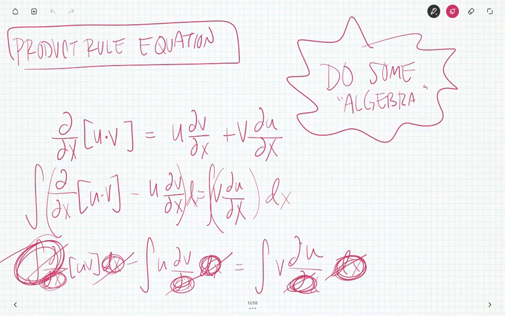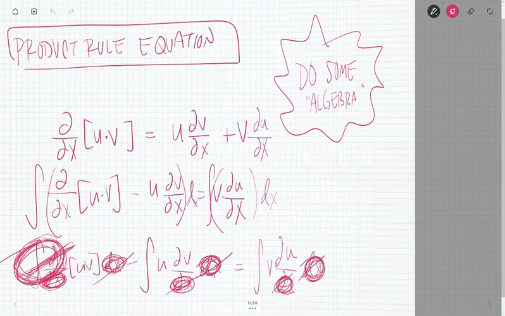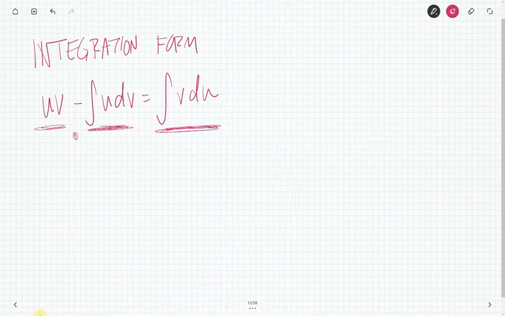And now, with that, we can actually cancel out all the dx's. And on the very left here, this integral and this d that's just by itself, they cancel each other out as well. And so what we get is this form here. It's the product rule, but it's rewritten in integration form. And so we have uv minus the integral of u dv equals the integral of v du.